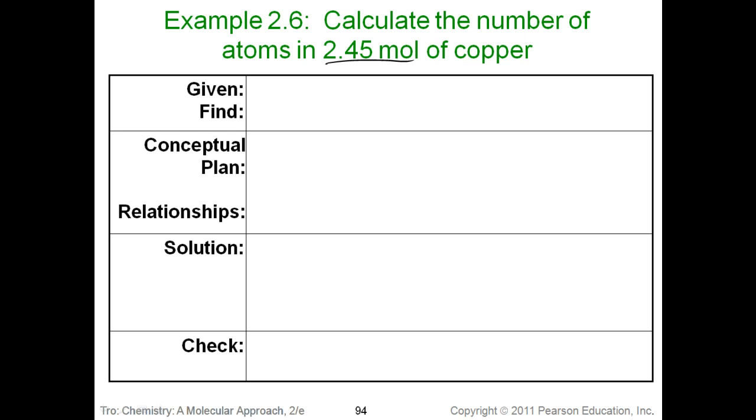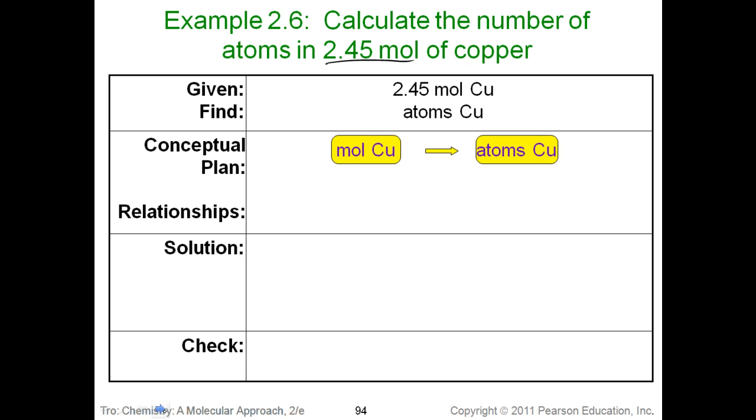So when I have 2.45 moles of copper, that tells me that I have 2.45 times Avogadro's number, 6.022 times 10 to the 23rd. Alright, so let's look at this problem. You start off with what's given, 2.45 moles of copper. You're asked to find the number of atoms of copper. Okay, here's the conceptual plan. We want to convert moles to atoms.